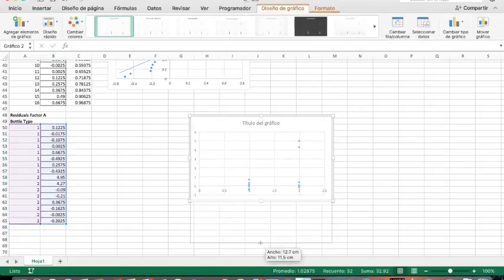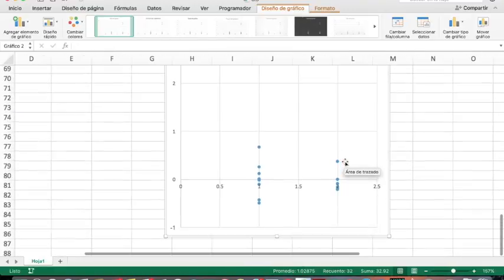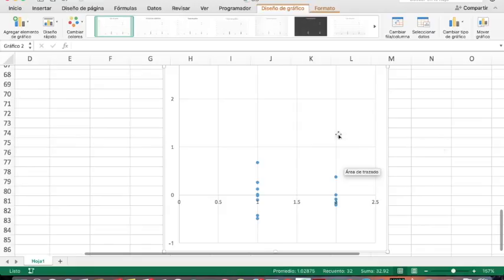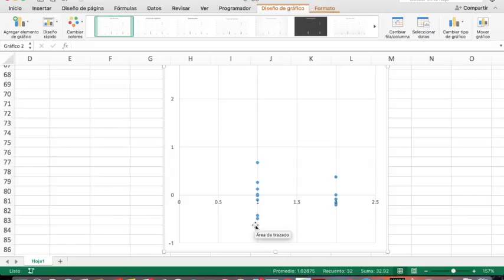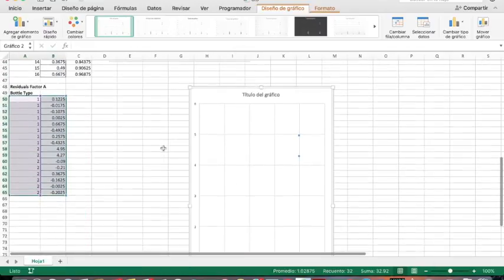And as you can see, we make zoom. This one is number 1, which represents glass, and this one represents plastic. As we can see, these are not the same size, which tells us there is no homogeneity in the residuals on factor A.